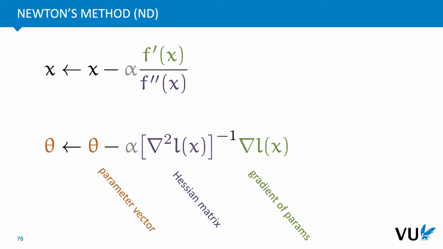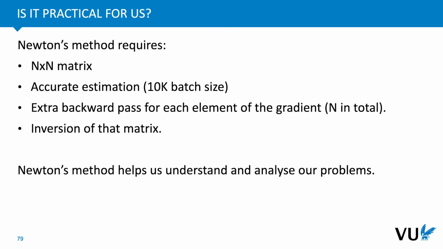And the inverse of that Hessian plays the same role as dividing by the second derivative in the one-dimensional case. So this is what Newton's method looks like in higher dimensions. So is it practical for us in deep learning to use Newton's method? Well, if we look at the requirements, we need to build up an n by n matrix, where n is the number of parameters in our model. So if that's 1,000,000 parameters, then we're already looking at a matrix with 10 to the power of 12 elements, which is more than fits in most computer memory.